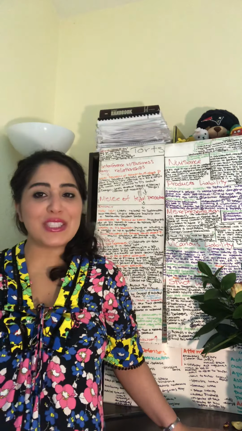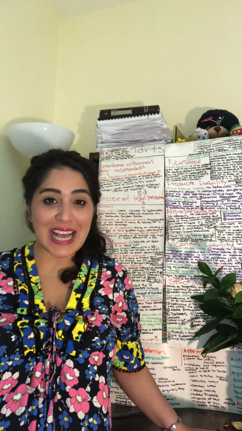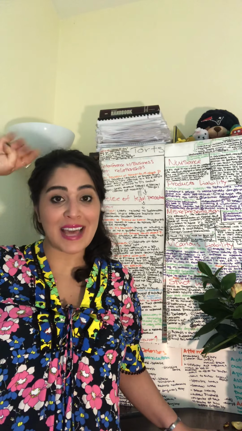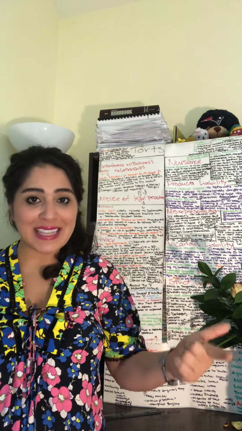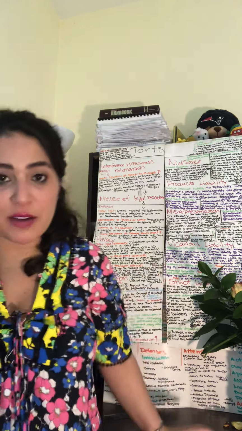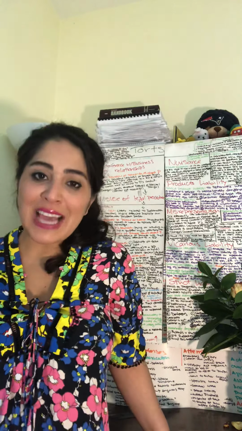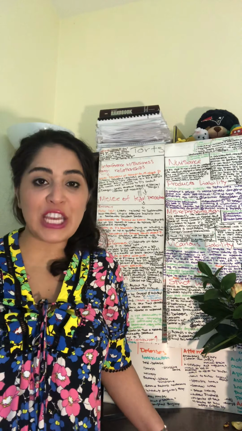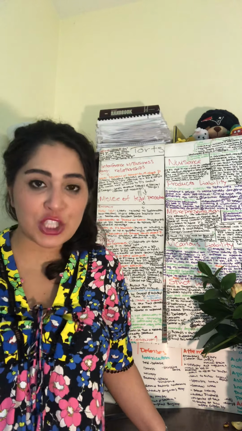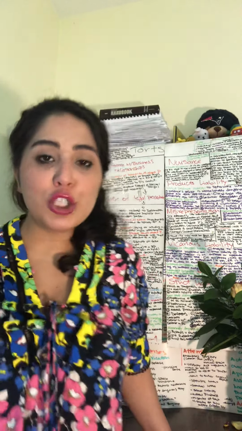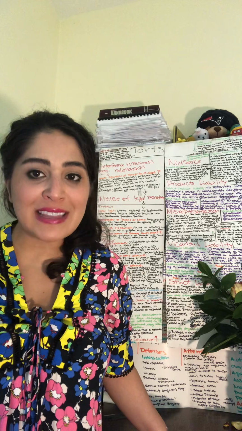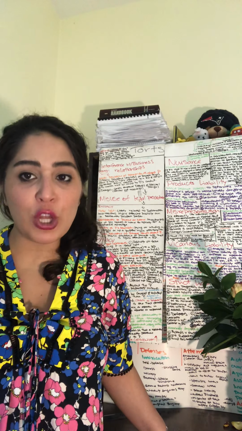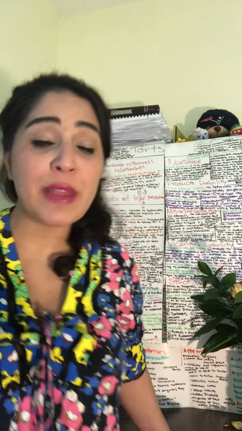The class certification has these four requirements that I suggest you memorize. It is numerosity, commonality, typicality, and adequacy of representation. So the next thing I'm going to do is define each part for you. I'm going to start with numerosity. Numerosity is satisfied if the class has so many members that it would be impracticable to join each individually.